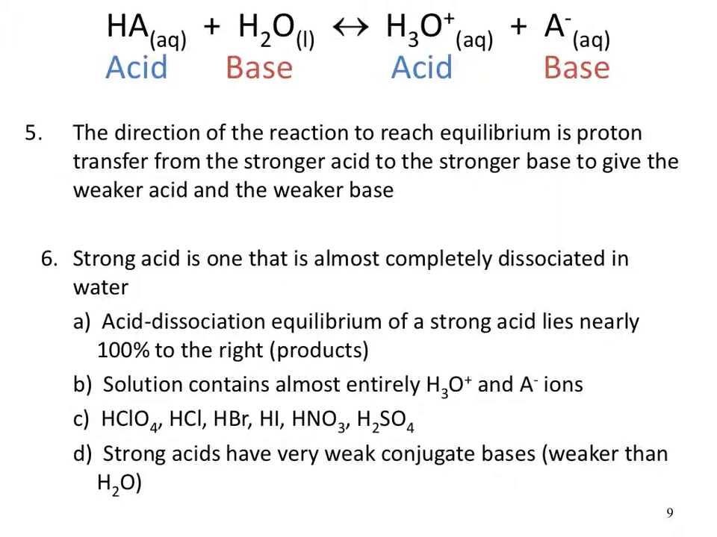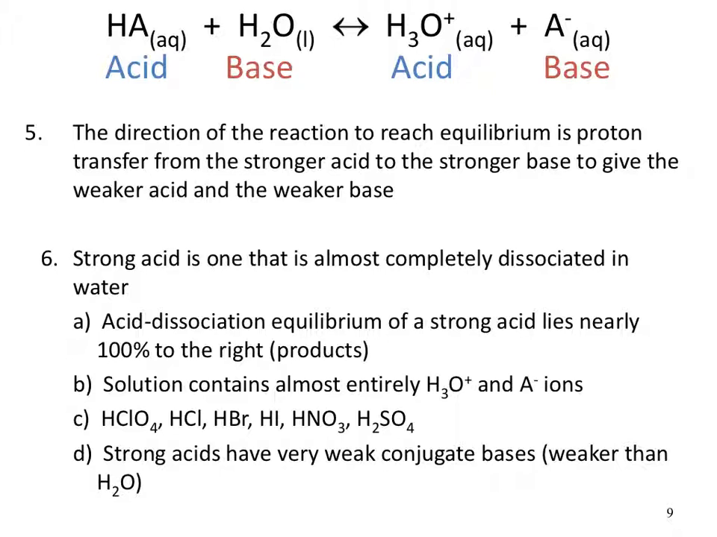All right. Again, the rule book is that equilibrium is going to be in a reaction such that the stronger acid reacts with the stronger base to give you the weaker acid and the weaker base. So if you can make a call as to what is a better acid or a better base, you will know which direction the equilibrium is going to move towards.